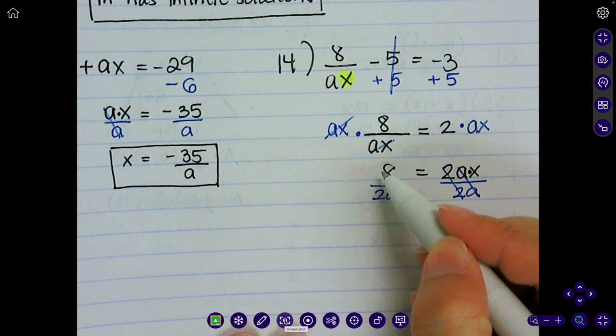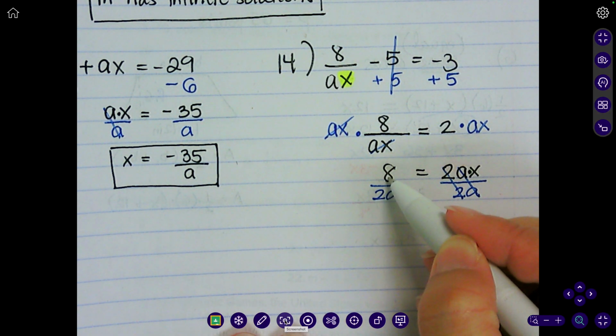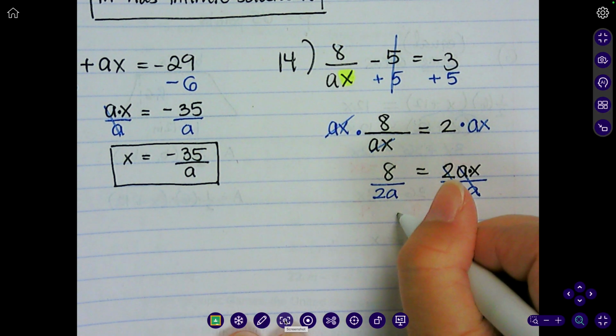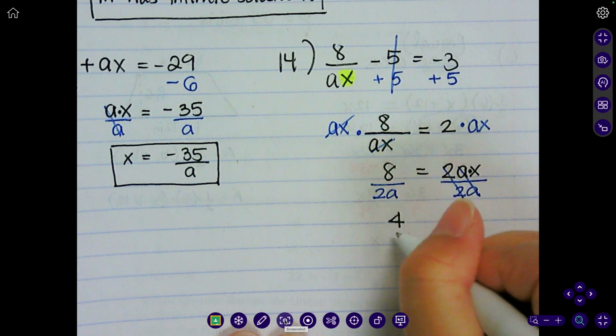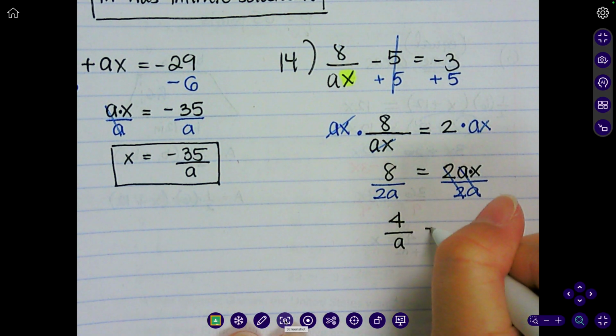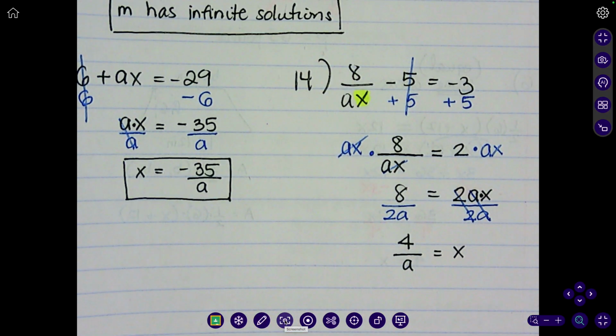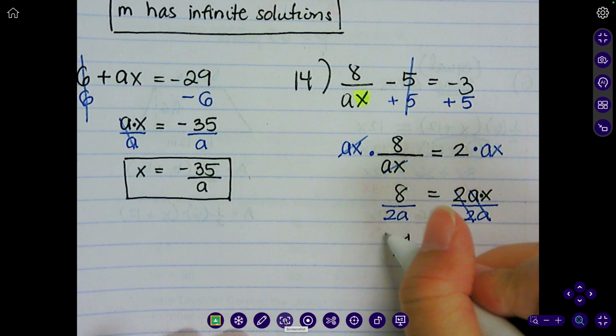Now, I can take the 8 and I can divide it by 2. Because 8 divided by 2 is 4. So I'm left with the 4. The a is still there. I can't do anything with it. So I just leave it like that. And that's it.